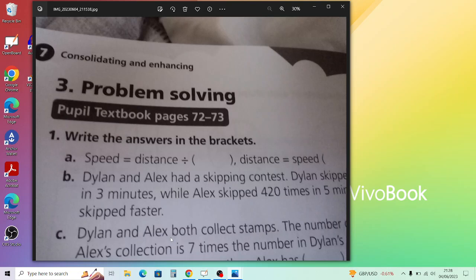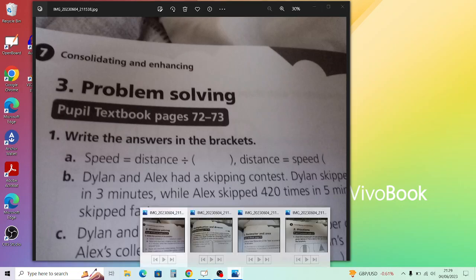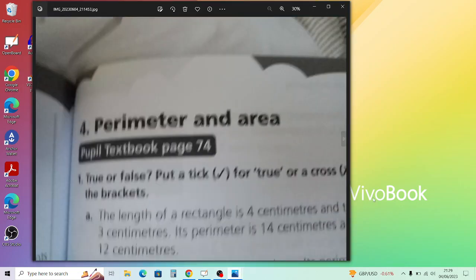If each team paid that, how much would each person pay? That'll be 840 divided by 14, and so on and so forth. And then the last one is called perimeter and area, which is something we've covered in the last unit. And true and false. So let's just do 1B.